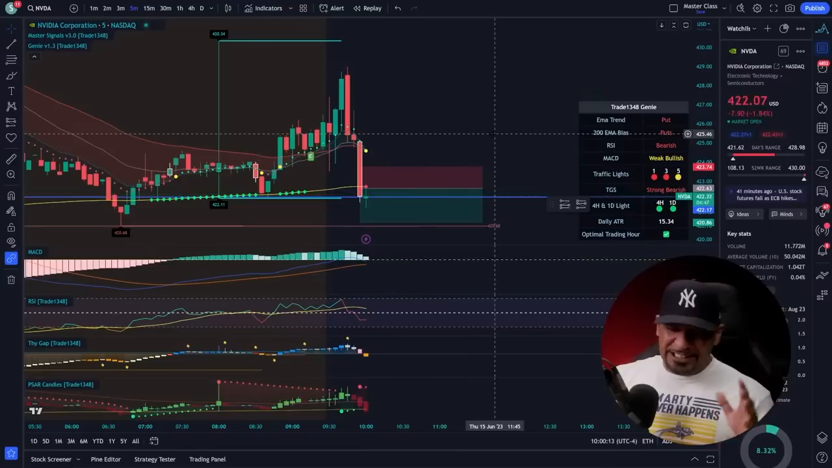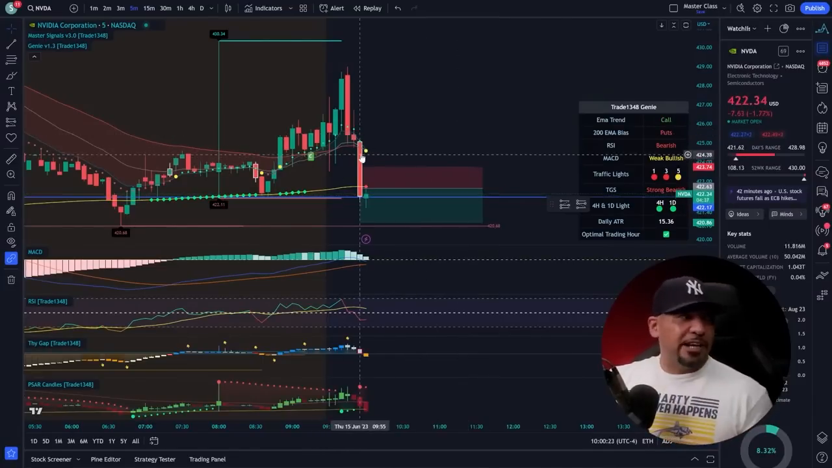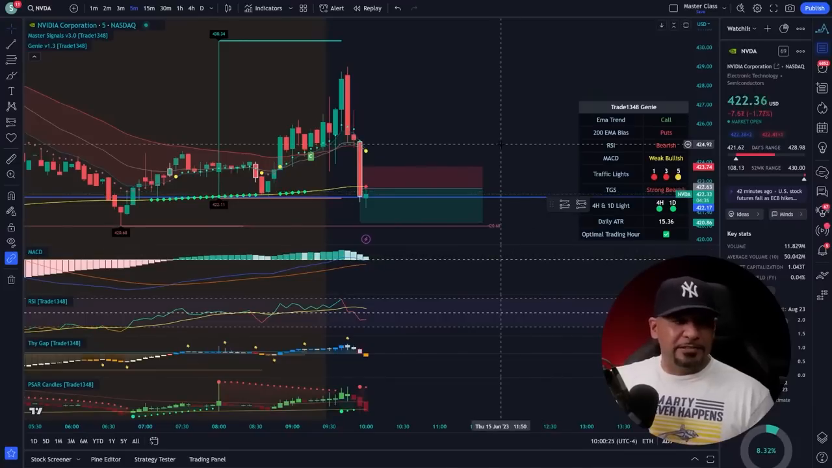Again, if this doesn't tell you don't be greedy, I don't know what will. Now we have a traffic light on a 5-minute pointing down, but I don't know if I can trust this.